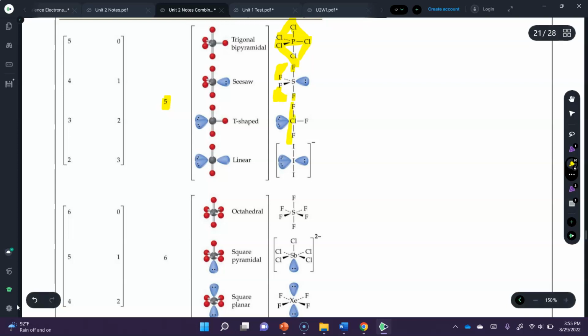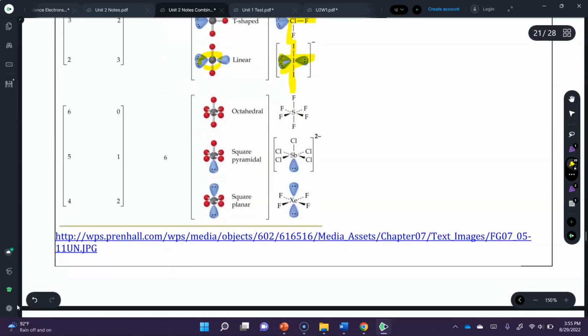This is T-shaped because it's a T, and this is linear because all the electrons are at 120 degree angles around here in the middle, leaving the iodine atoms along the center axis. And it keeps going. Octahedral because it has 8 sides and it's a shape, so an 8-sided hedron, 4 at the top, 4 on the bottom.